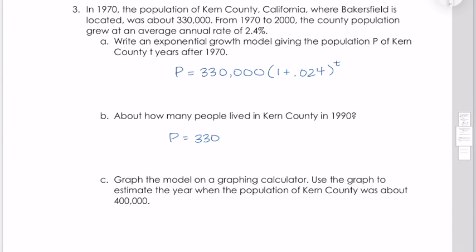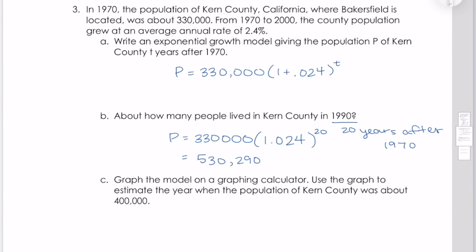How many people lived there in 1990? I'm just copying that formula I came up with. I'm going to replace T with 20 because 1990 is 20 years after 1970. Plug that into your calculator, and you find the population is about 530,290 people.